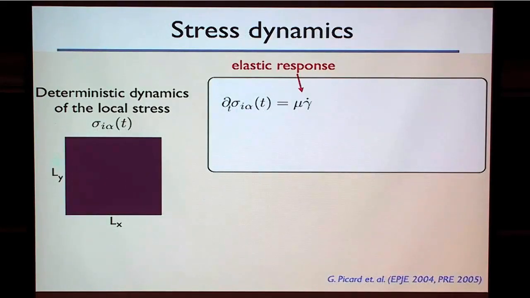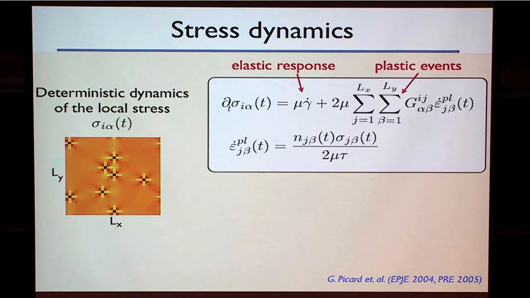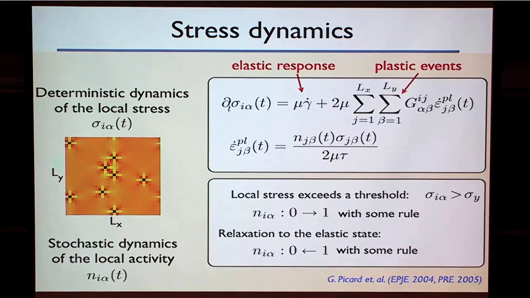And so the model that we want to build up is composed of first elastic parts. So when I start to shear, the system will just increase elastically its stress up to the appearance of the first yield events. And these yield events are described by a convolution of this elastic kernel with a plastic field. And then, of course, I need to introduce also some yield criterion. So the yield criterion tells me, this field N, which we call the activity field, it can be either 0 or 1, tells me whether locally I'm active or not. So I need to write down some dynamics for this activity.